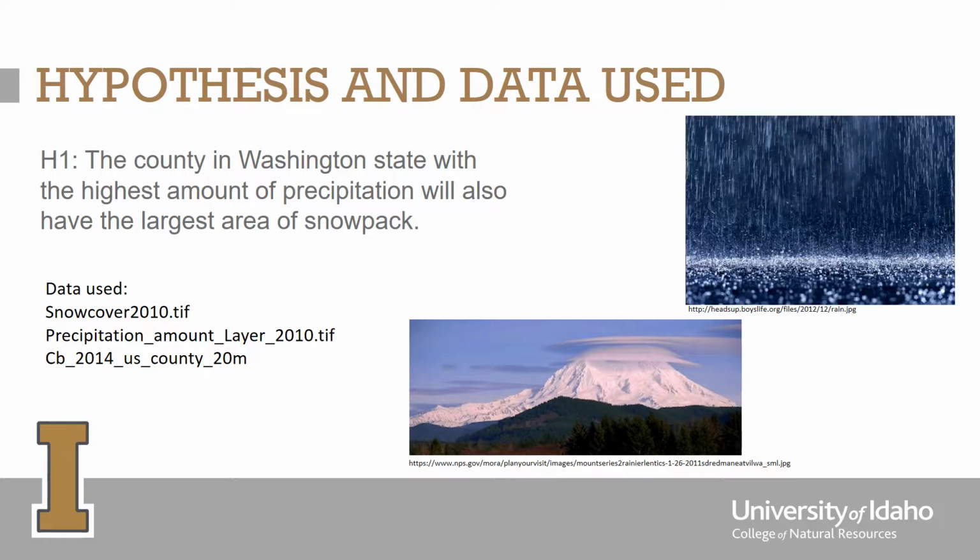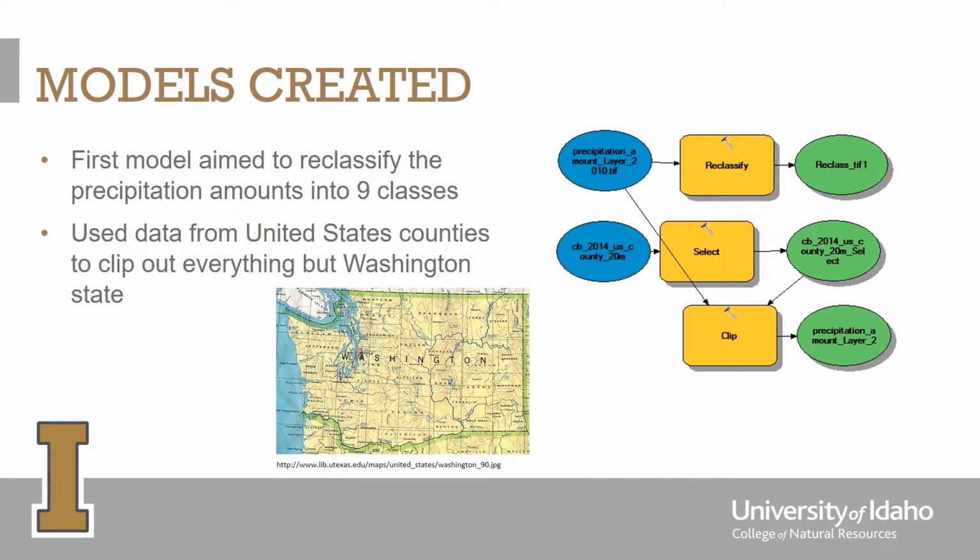I then started to create my models to answer my hypothesis. First, I took the precipitation TIFF file and reclassified it into 9 different classes of precipitation amounts. I also took the county data file and selected only those counties in Washington in order to clip the whole state. In this case, the state ID was 53, so I used a query to single out those specific county IDs. I then clipped the precip layer and the county layer to end up with just Washington State.